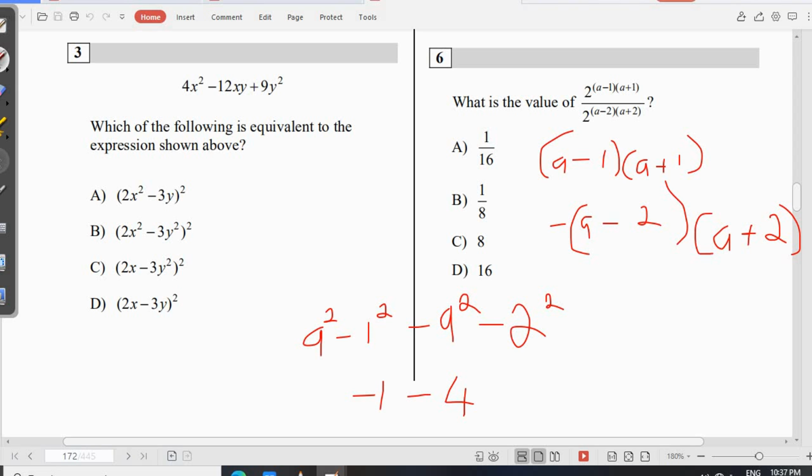It's so wrong. This should be in bracket. Yes, this should be in bracket. So we have a squared minus a squared. Yes, it's gone. Minus 1 minus, that's minus 1 plus 2 squared, that's 4. Minus 1 plus 4 is plus 3. I think there's a problem somewhere. It's wrong. Alright, so that's it.